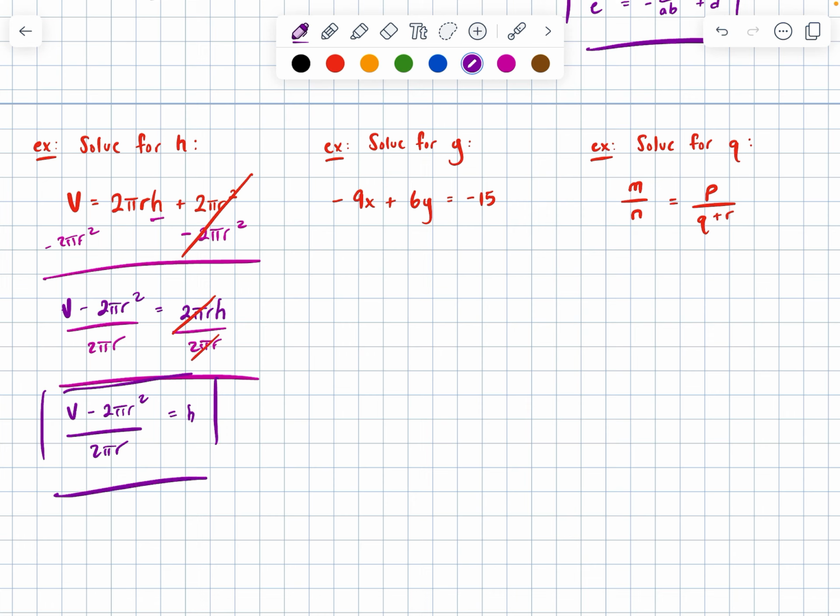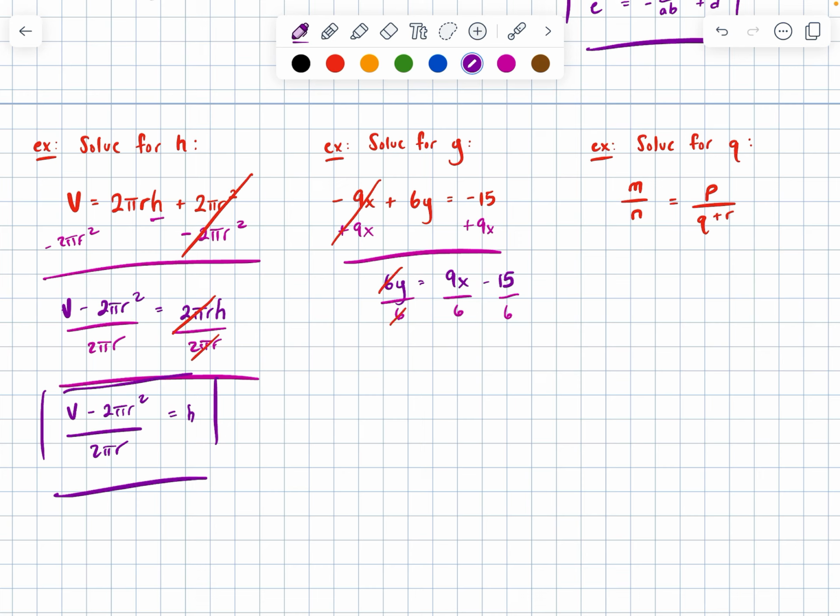Cool. Negative 9x plus 6y equals negative 15. So reverse order of operations. Let me undo my negative 9x first by adding 9x to both sides. When I do that, negative 9x plus 9x is 0. 6y equals 9x minus 15. Again, by convention, our mx plus b thing, usually the x goes first. And then I just need to divide both sides by 6. So I'm going to divide everything here by 6.